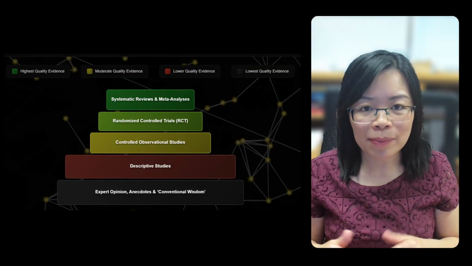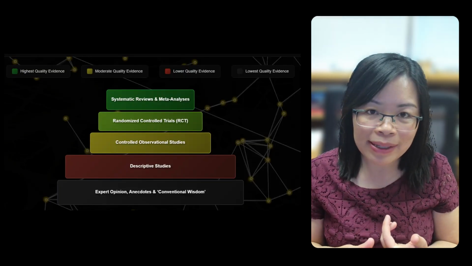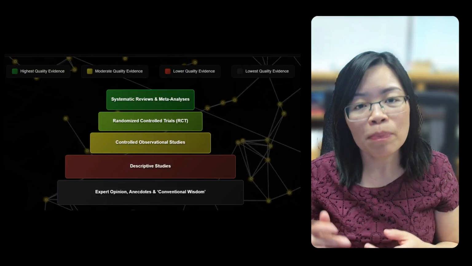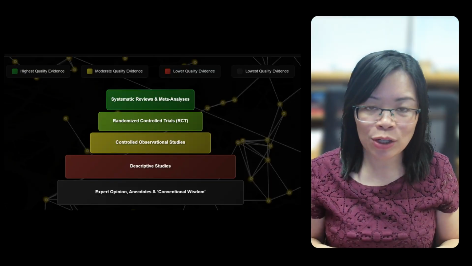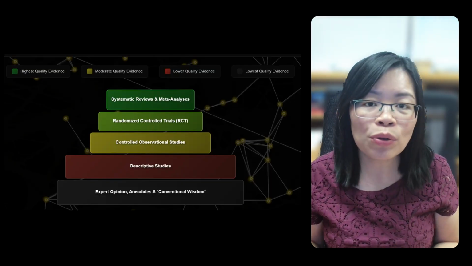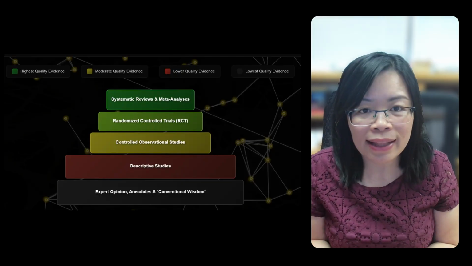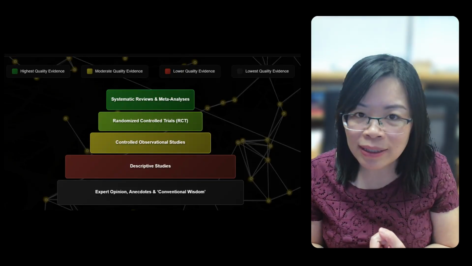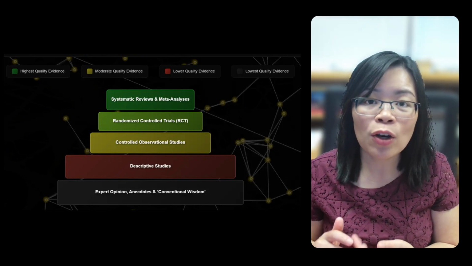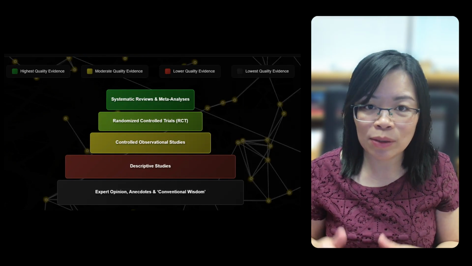Just below, sometimes at the equal top tier, are individual randomized control trials, RCTs. An RCT assigns participants randomly to an experimental group receiving an intervention, or a control group, which is the gold standard design for inferring causality in many fields. Randomization, if done well, helps ensure that differences observed are due to the intervention, not some pre-existing differences between groups.